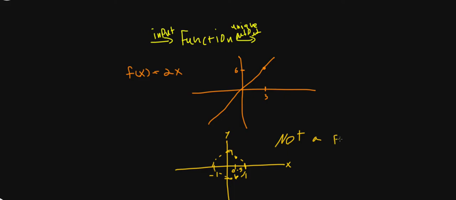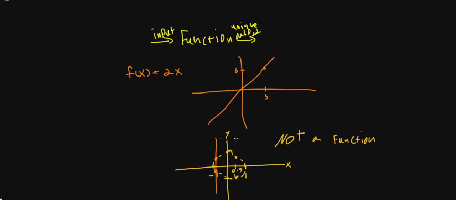We can determine if something is a function very easily by something called the vertical line test. We simply draw a vertical line through the relationship, and if our vertical line goes through 2 or more points, then our relationship is not a function. As you can see right here, this vertical line went through 2 points. So that is not a function.